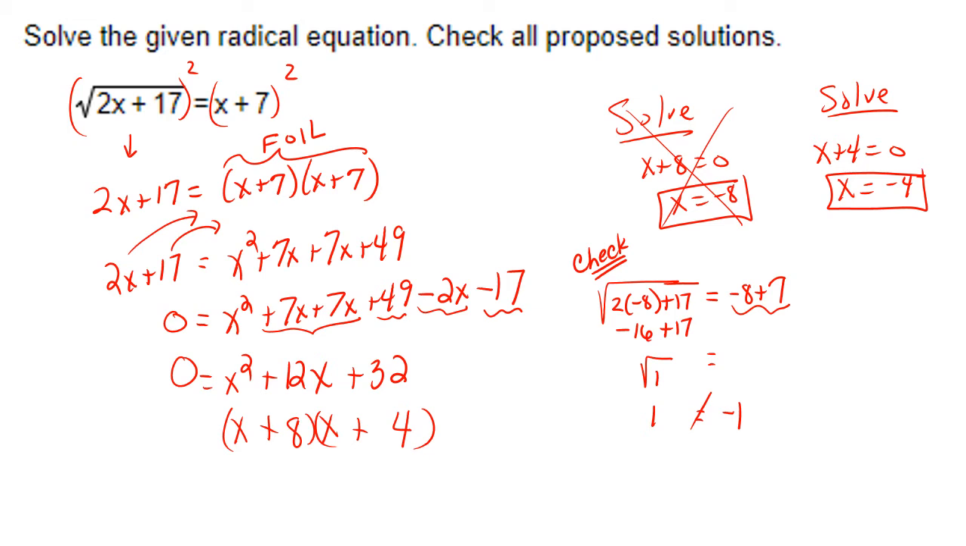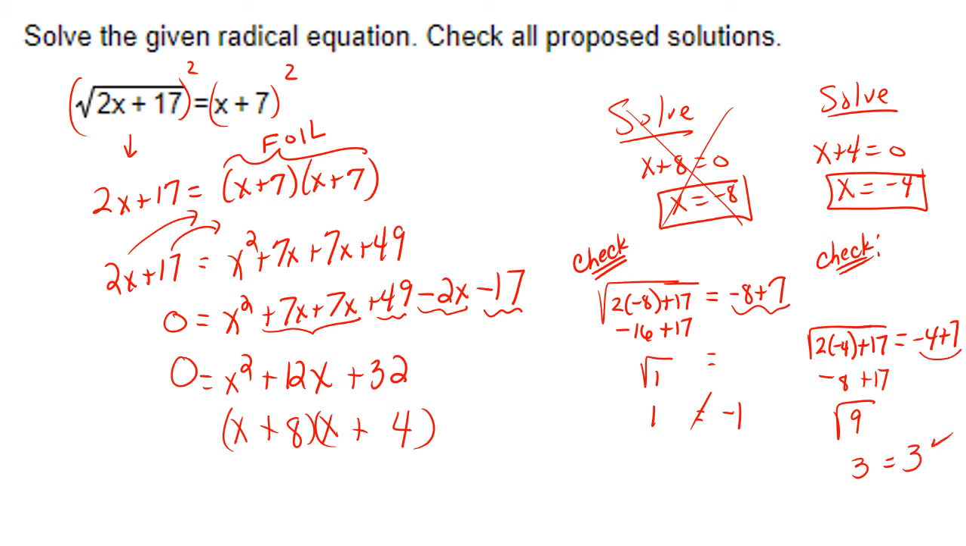Now I'll check the negative 4. I go back into the original equation again. This time I have 2 times negative 4 plus 17 square root, and that would be negative 4 plus 7. Well, this is negative 8 plus 17, which is 9. The square root of 9 is just going to give me 3. Now negative 4 plus 7, when I combine those, that's also 3, which is true. The only true answer is the negative 4.